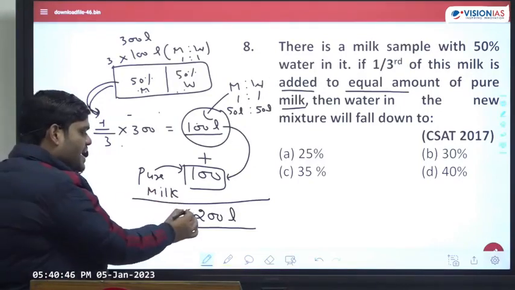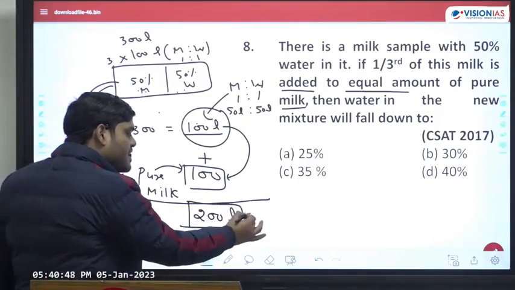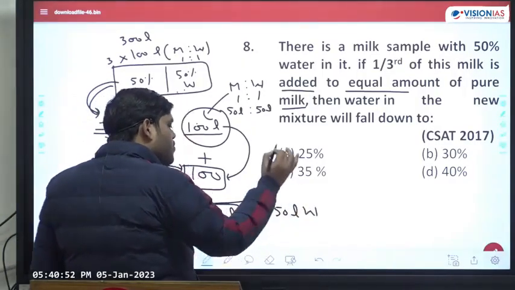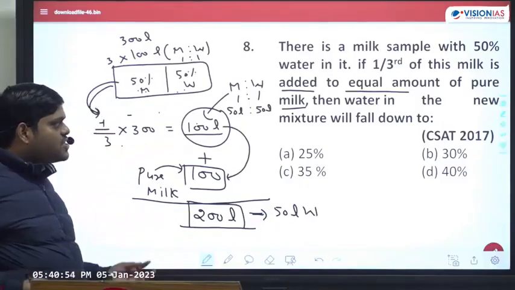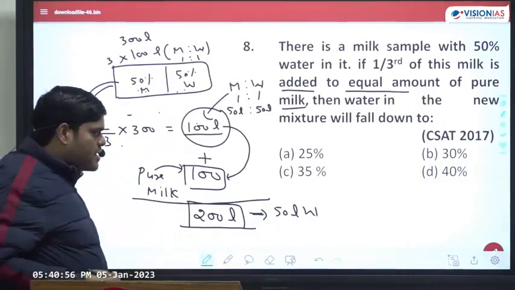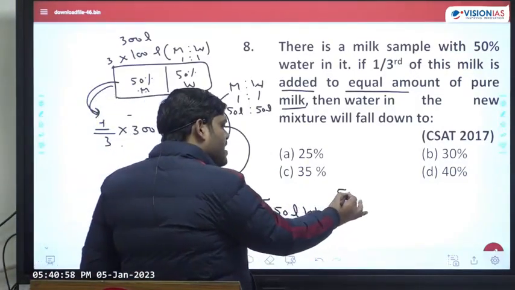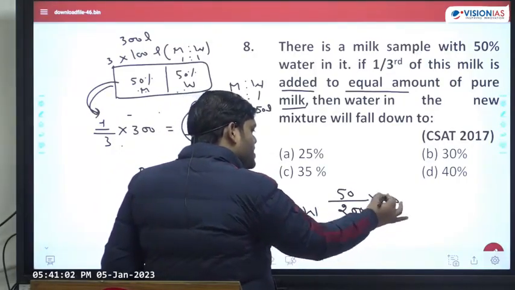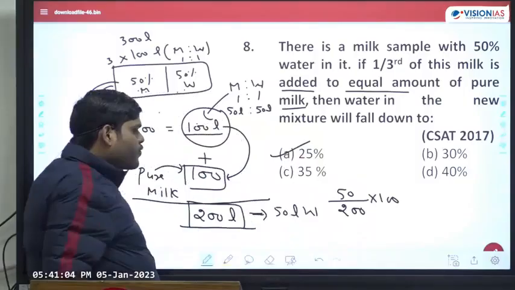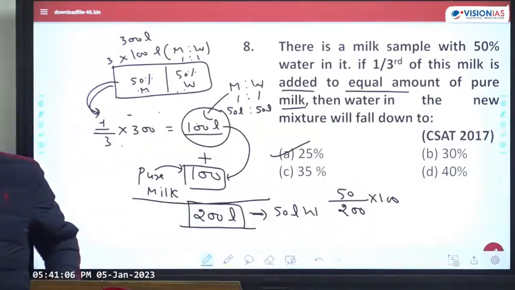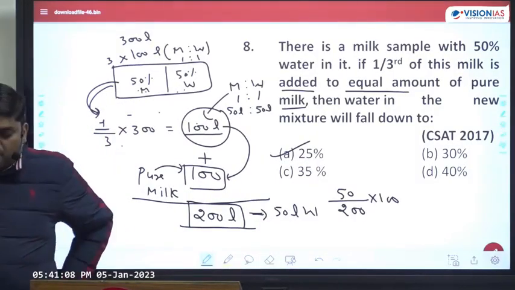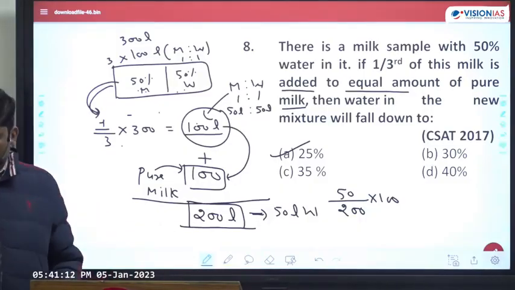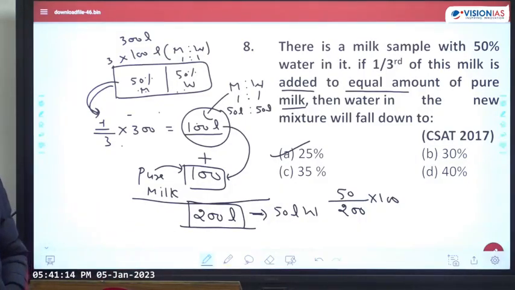So I can say that out of 200 liter, 50 liter is our water. The question is, what is the percentage of water? 50 liter is water out of 200. The simple answer will be 25%. I hope this is clear now.